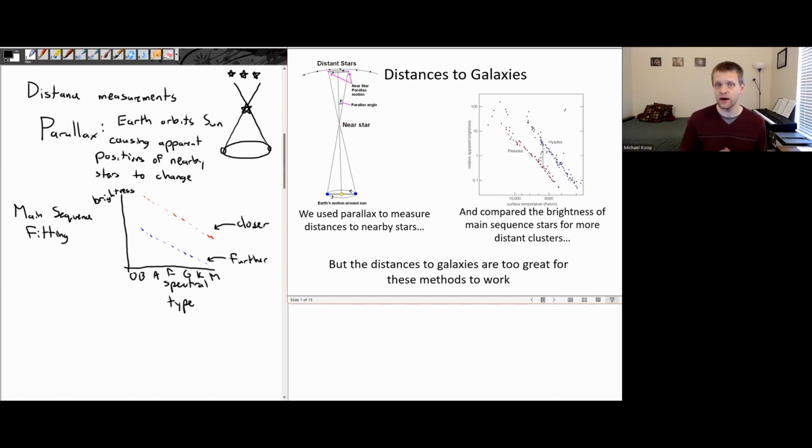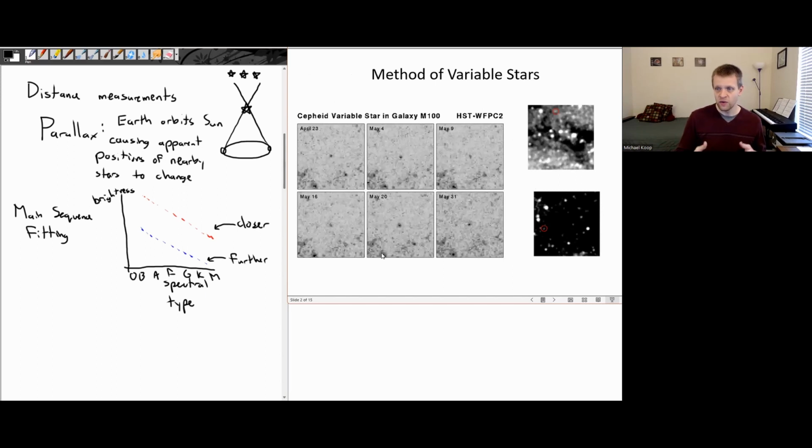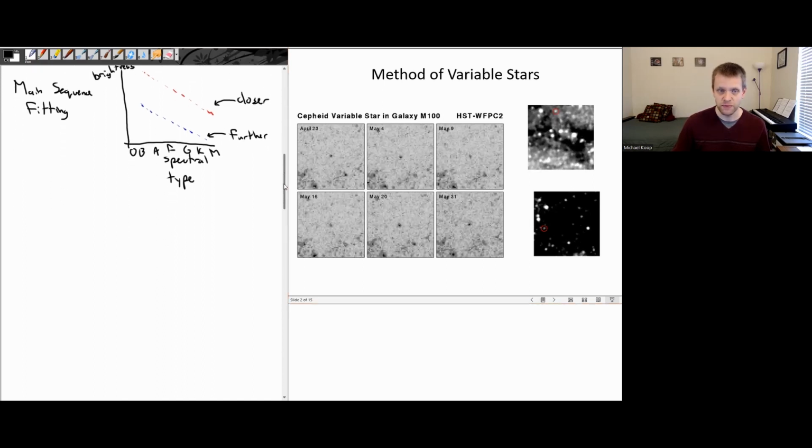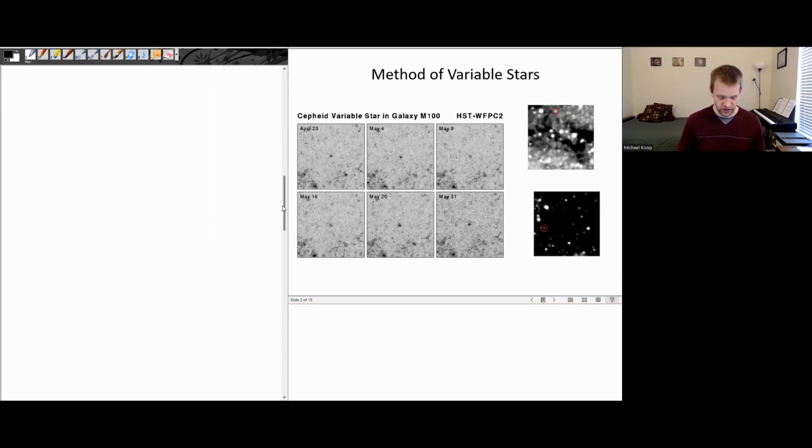So we need some other method to measure the distances to further and further objects like other galaxies. And lo and behold, nature seems to provide a new kind of star that's going to be perfect for being able to measure these greater distances. These are referred to as Cepheid Variable Stars.